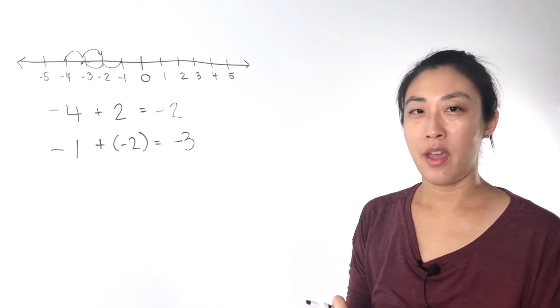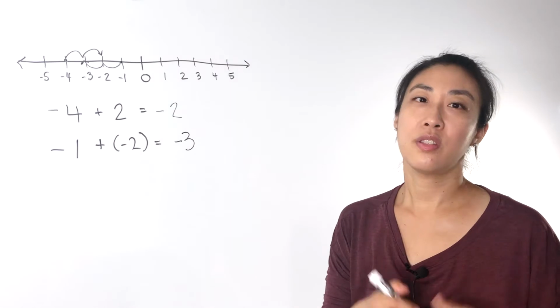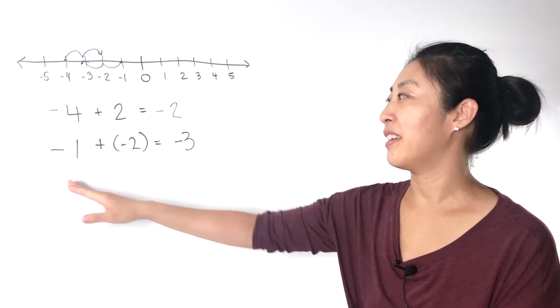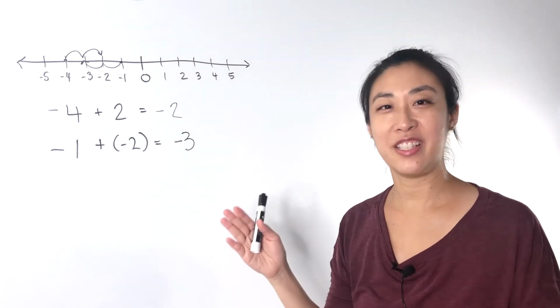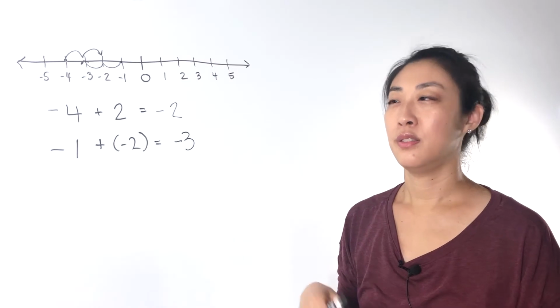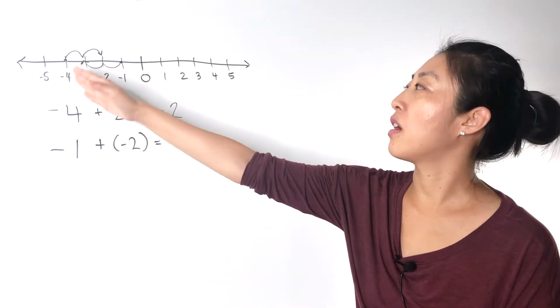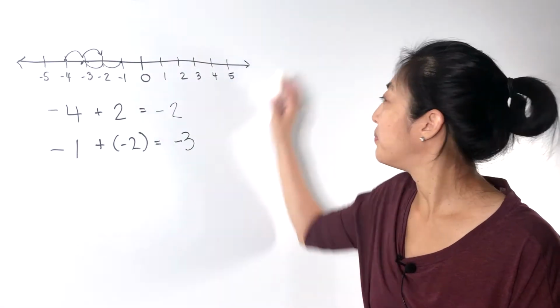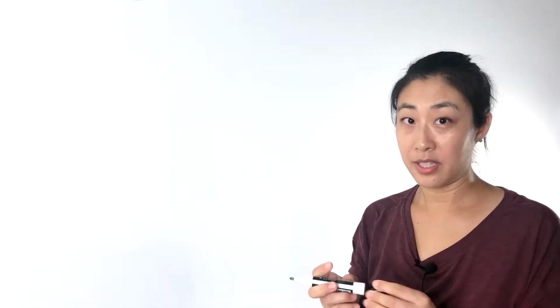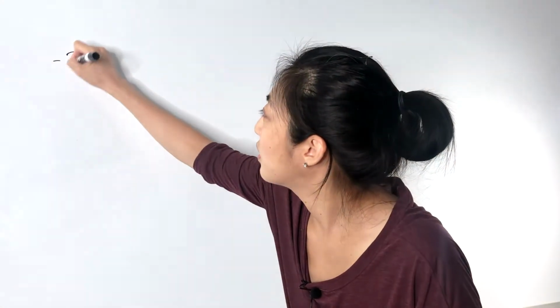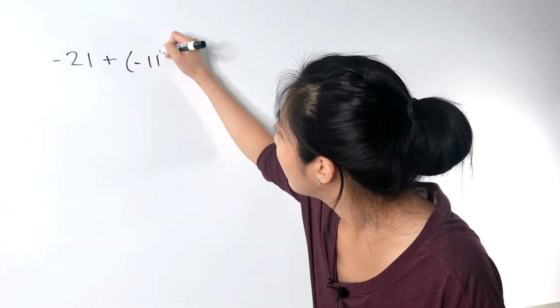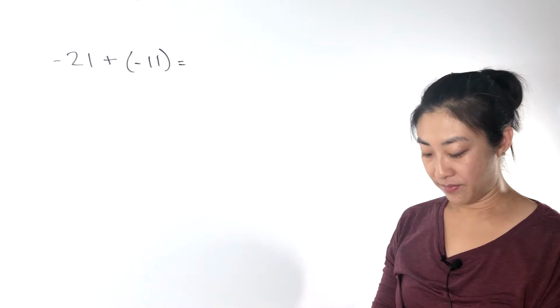But let's say you have larger numbers. There's a different way that you can add and subtract when you have larger numbers, because if you have a big number like, for example, -37 plus 21, you don't want to be drawing a long number line with all those numbers. So there's another strategy that you can use. Let's do an example. -21 plus -11.